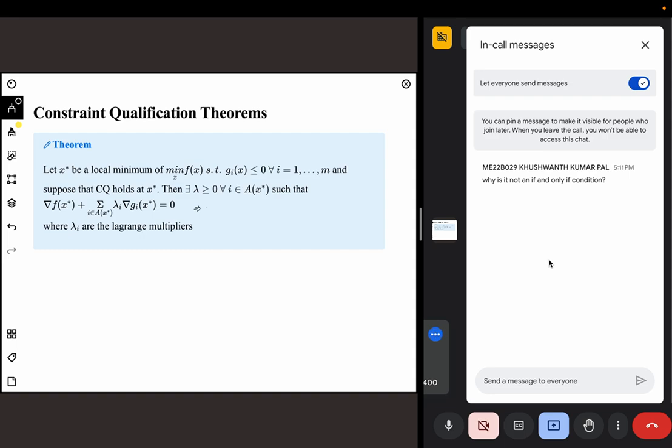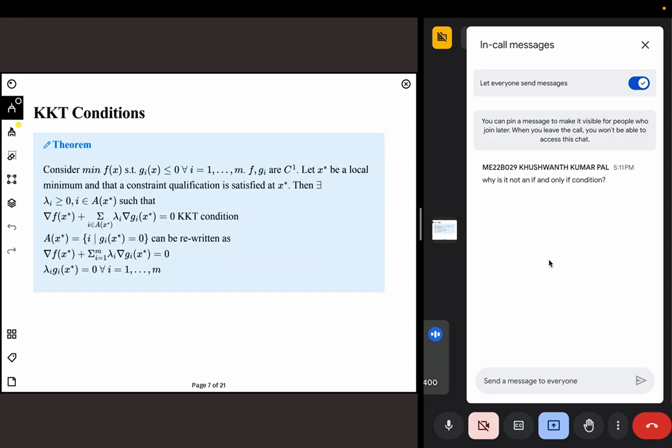To put it more generally, we define it for KKT conditions where you have to minimize some function f of x such that you have these inequality constraints, and let's say both of the functions are continuous and first order differentiable. Let x star be a local minima and a constraint qualification is satisfied at x star. Then there exists a lambda i greater than or equal to 0, where i is only the set of active constraints.